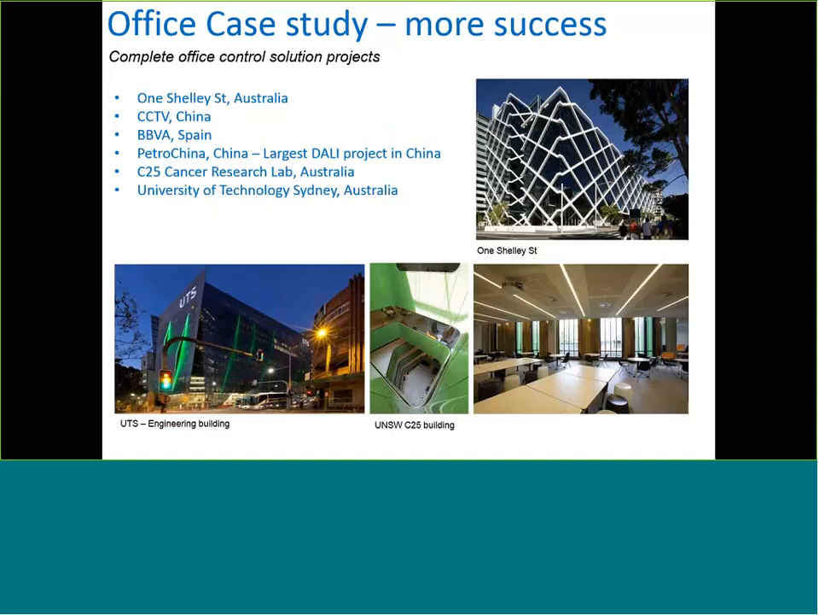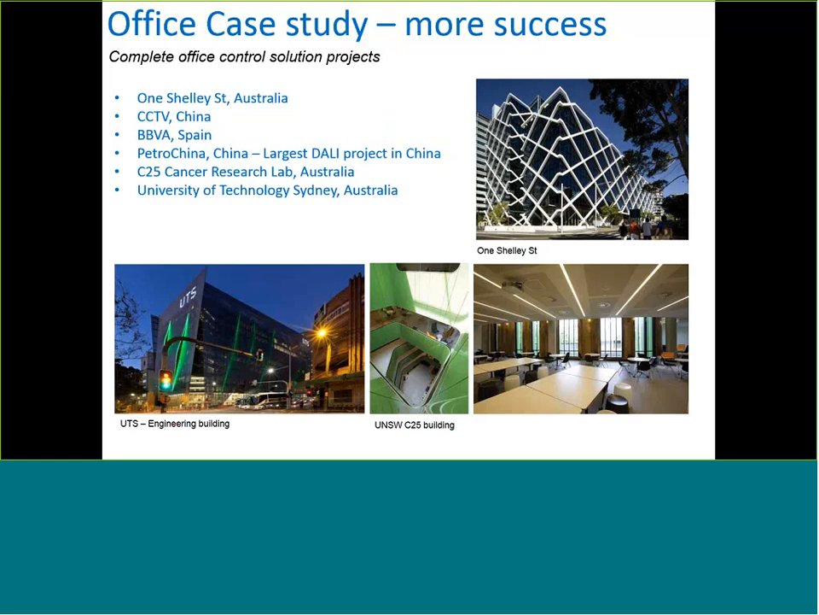We have had a long successful history of implementing lighting control systems into offices. Some of our biggest projects: PetroChina is our largest Dynalite project in China. Other projects we've had success in is BBVA in Spain, which is again one of the largest projects we see in Europe using a DALI protocol. So a combination of this has been a demonstration of how Philips is able to offer superior lighting control systems into offices.